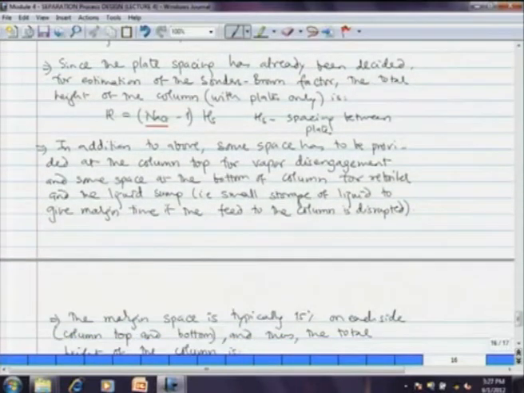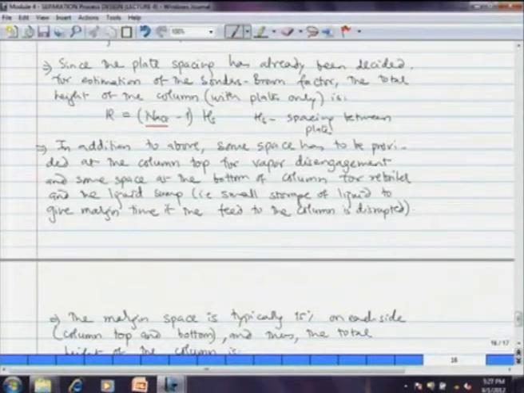But the column also has a reboiler and a condenser. The vapors rising from the topmost plate of the column will have a lot of liquid droplets entrained in them. So, to remove those droplets, to have the vapor liquid disengagement, you need some extra space over the top plate. That space will also account for any rise in the pressure of the column as the distillation proceeds. So, you have to provide extra space above the top plate. Similarly, you have to provide extra space below the bottom plate, because you have to have a liquid sump that will provide liquid to the reboiler.